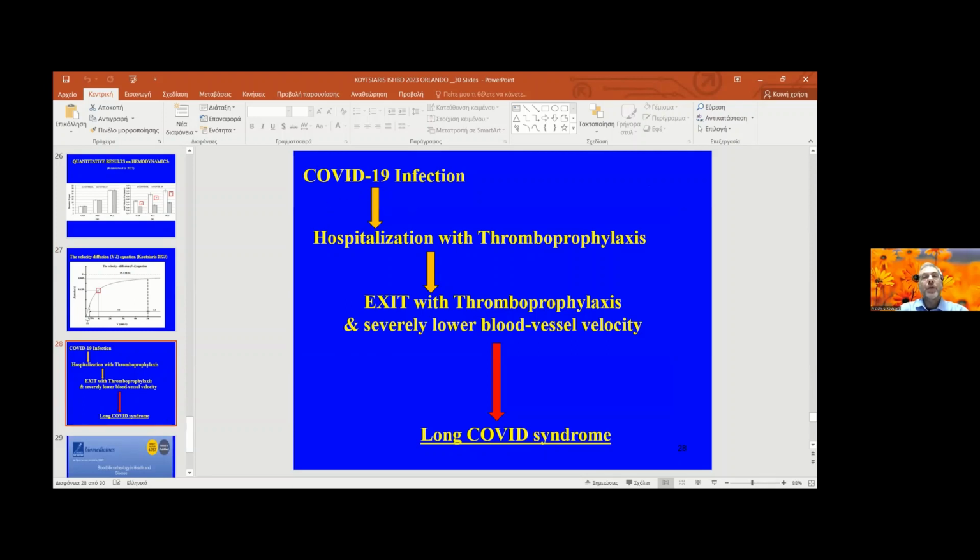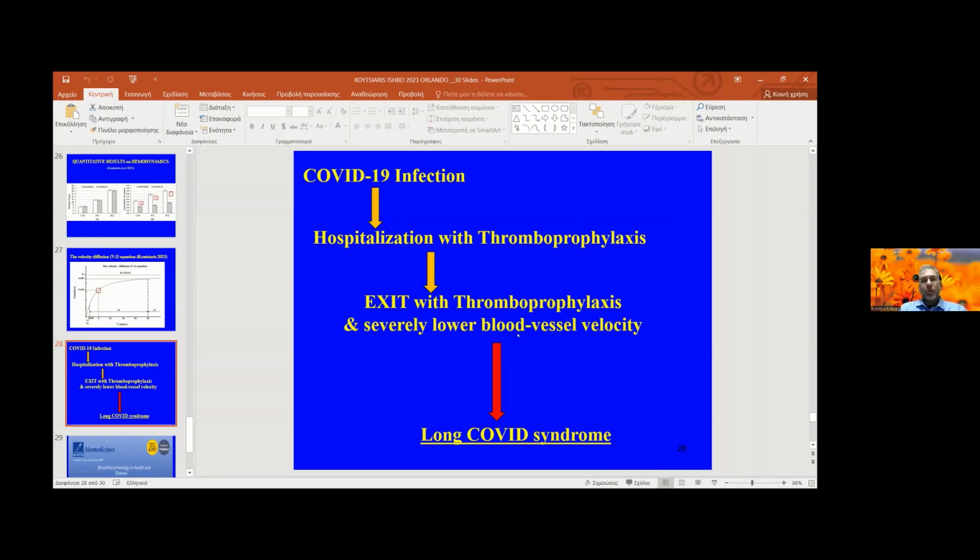We make a review here. We have the COVID-19 infection. We have hospitalization with thromboprophylaxis. We have exit with thromboprophylaxis and severely lower blood vessel velocity. And this can be the cause of lower diffusion of important substances such as oxygen. And this could be a good probable cause for long COVID syndrome.